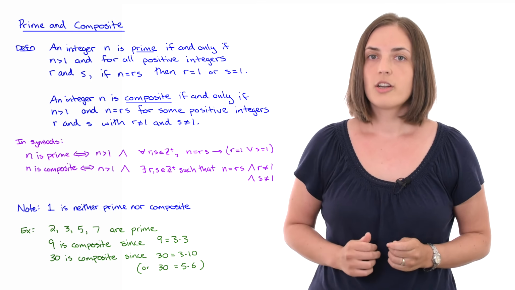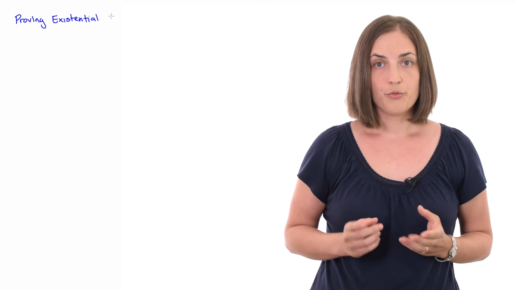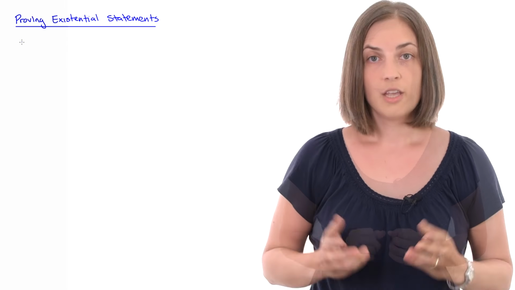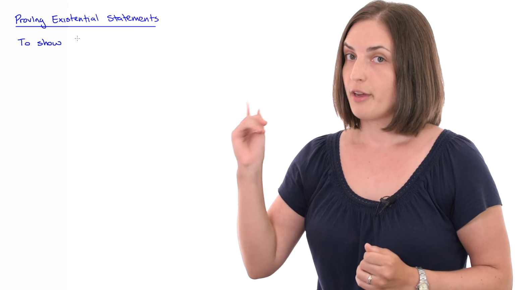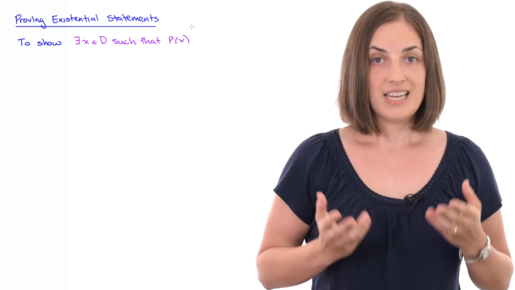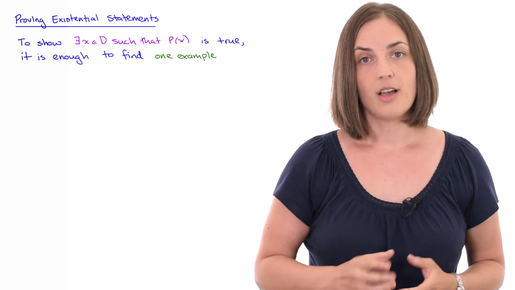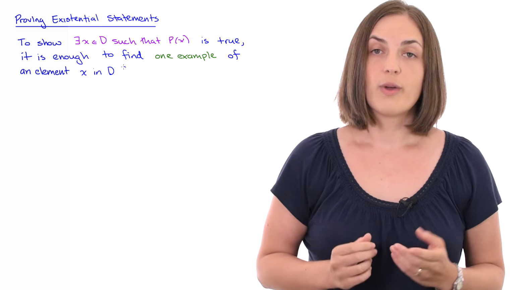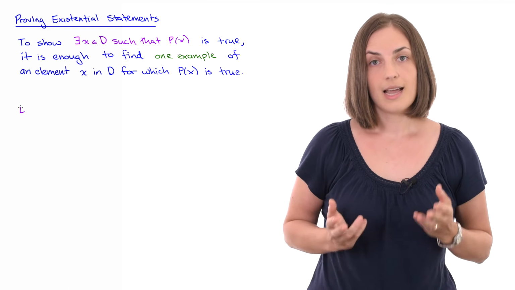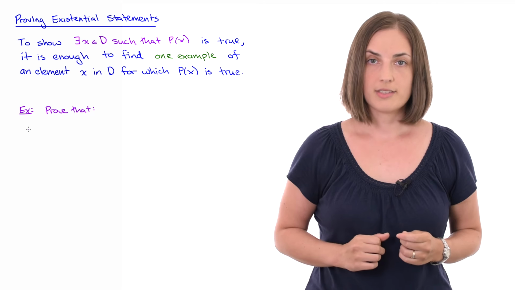Now, let's start our discussion about proofs of mathematical statements, and we begin by discussing how we can prove an existential statement. To show that the statement, there exists x in D such that p of x, is a true statement, it is enough to find one example of an element x in D for which p of x is true. As an example, let's say that we would like to prove the following mathematical statement.